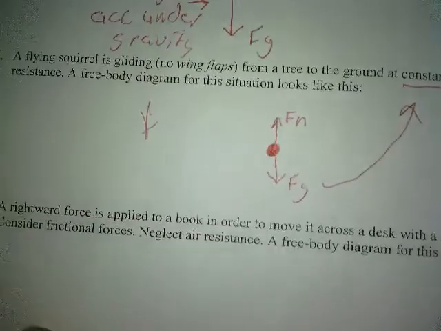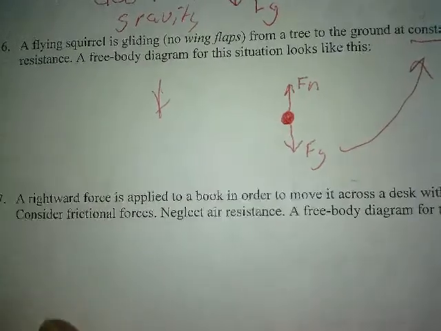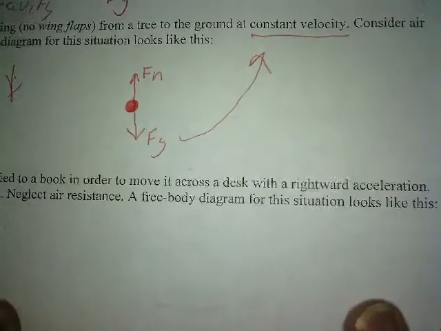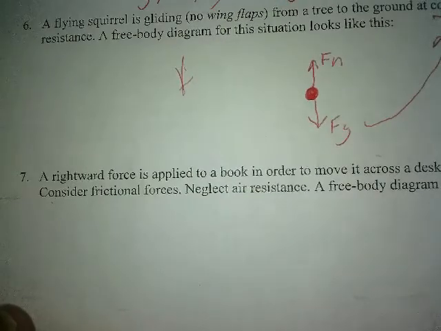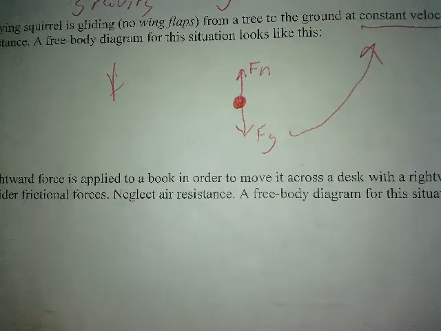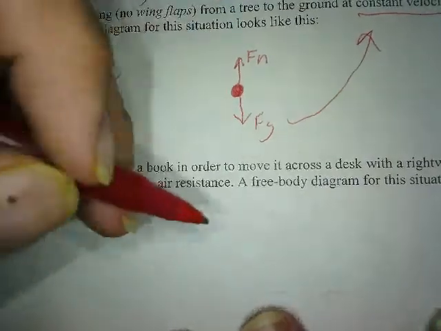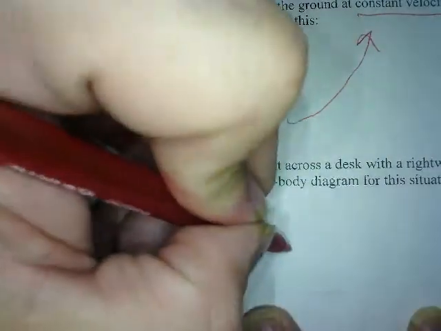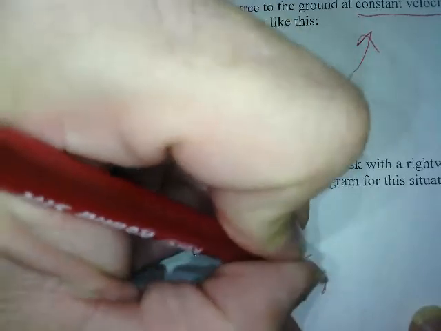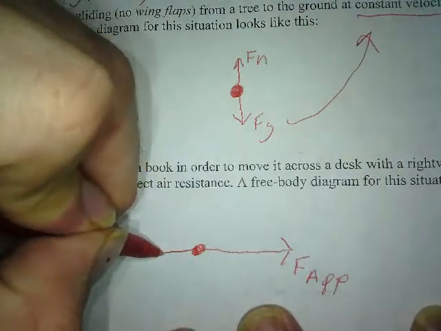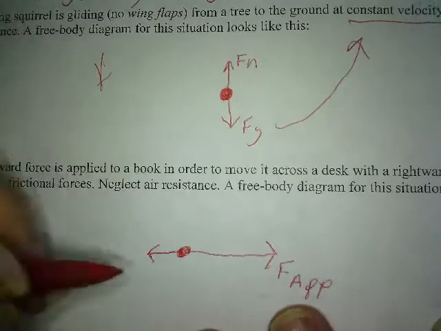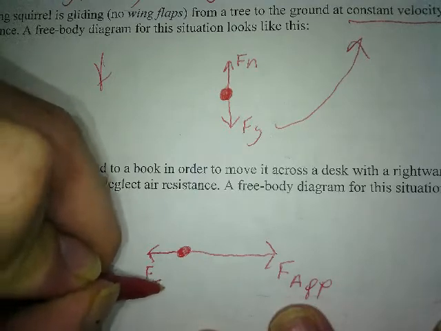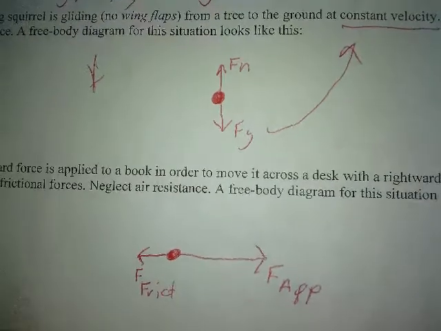Okay, so finally we have some horizontal forces. A rightward force is applied to a book in order to move it across the desk with a rightward acceleration. Consider frictional forces, neglect air resistance, draw the free body diagram. It's going to look like this. So we're applying a force to move it to the right, so that's our force applied. Friction is opposing it, but not at the same amount or greater because it's accelerating rightward. So that's the force of friction. And that's basically all we need.